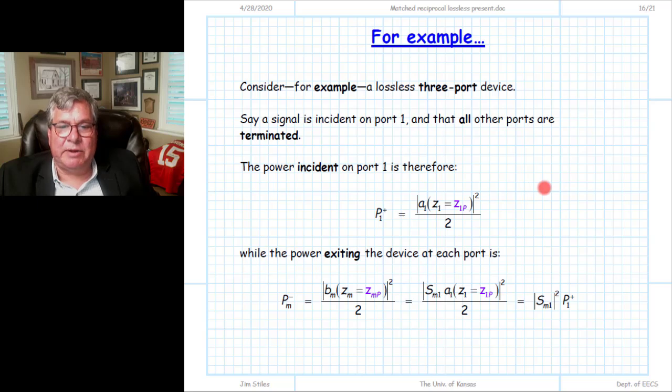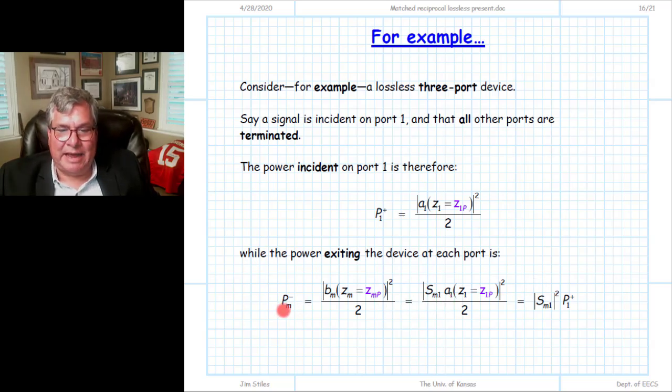Let's say we have power incident on one port, and all the other ports are terminated in matched loads, so there's no other incident wave on our ports other than the one at port 1. In that case, we can determine the power of the scattered waves, the exiting waves, at each of our ports. We can do that because we know the scattering matrix.